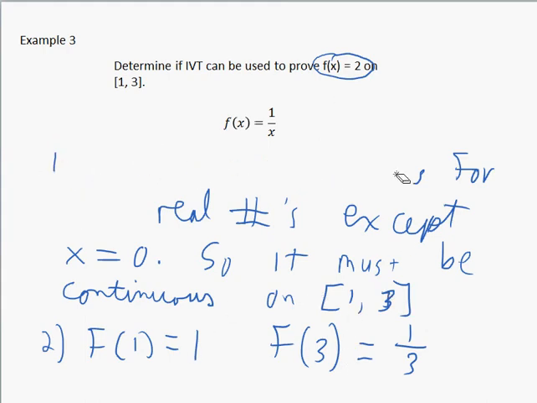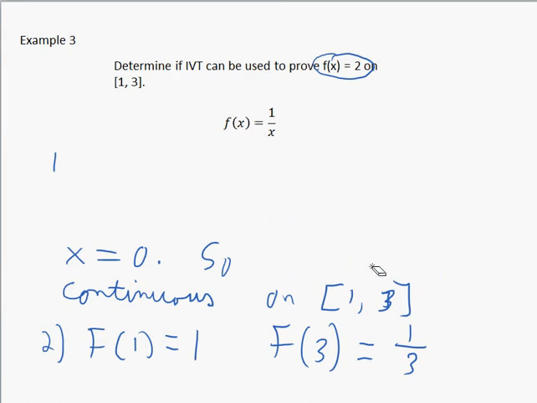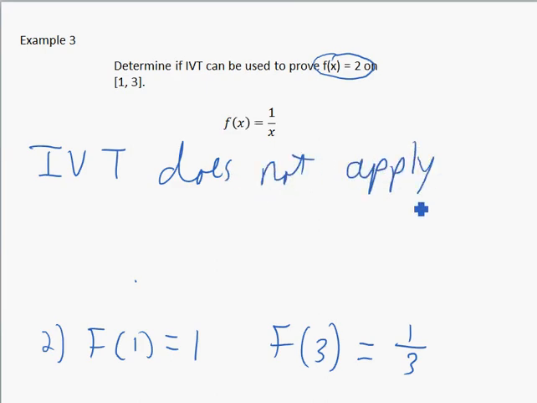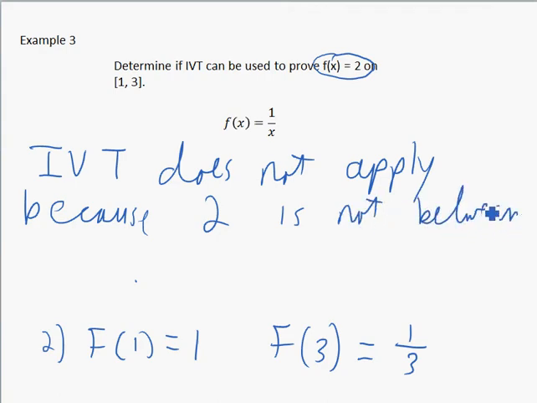So we're just going to write that out. IVT does not apply because 2 is not between 1 and 1/3. We can write that with inequalities like this: 1/3 is less than 1, which is less than 2. 2 is not between them. So IVT does not apply. We cannot use it to say that it equals 2.